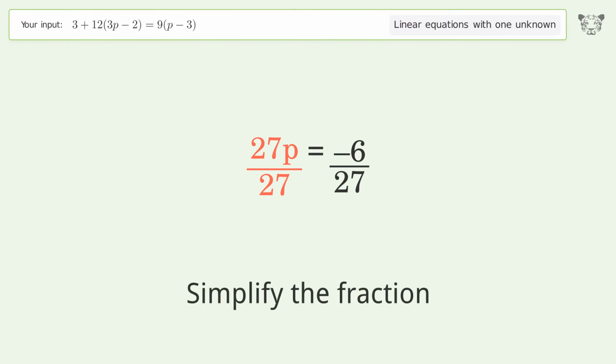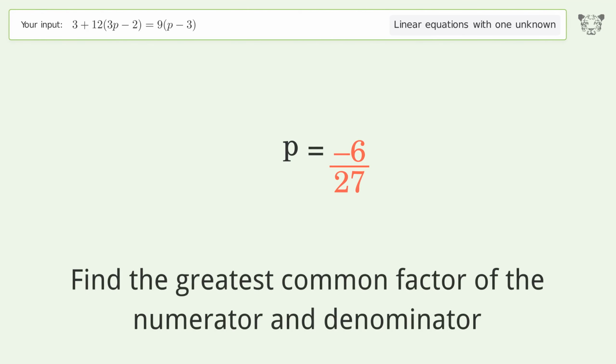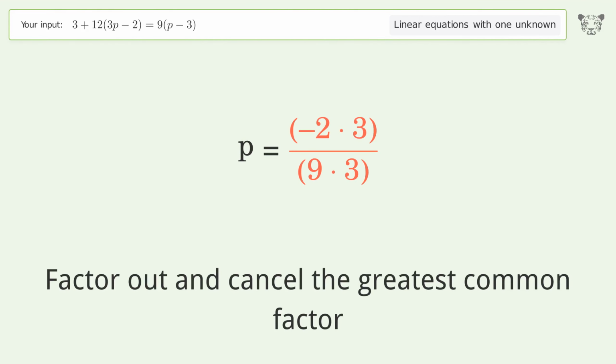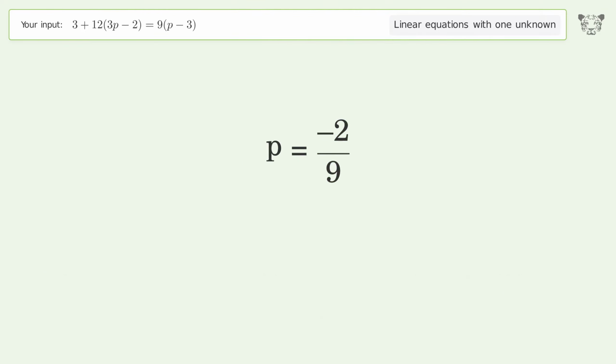Simplify the fraction. Find the greatest common factor of the numerator and denominator. Factor out and cancel the greatest common factor. And so the final result is p equals -2/9.